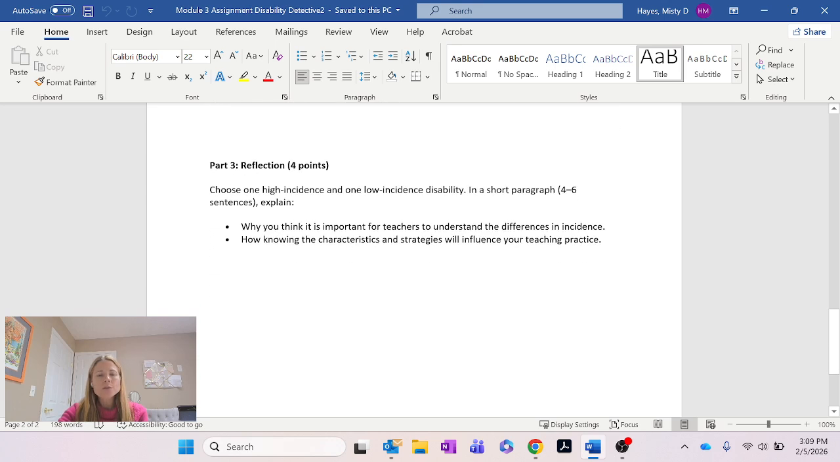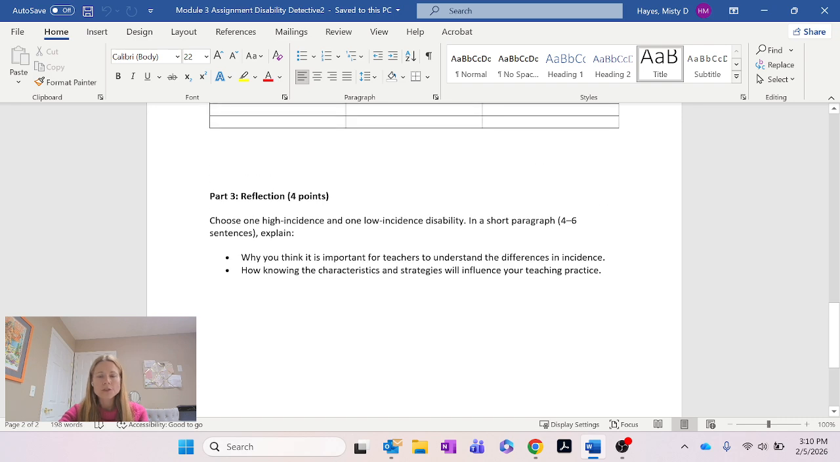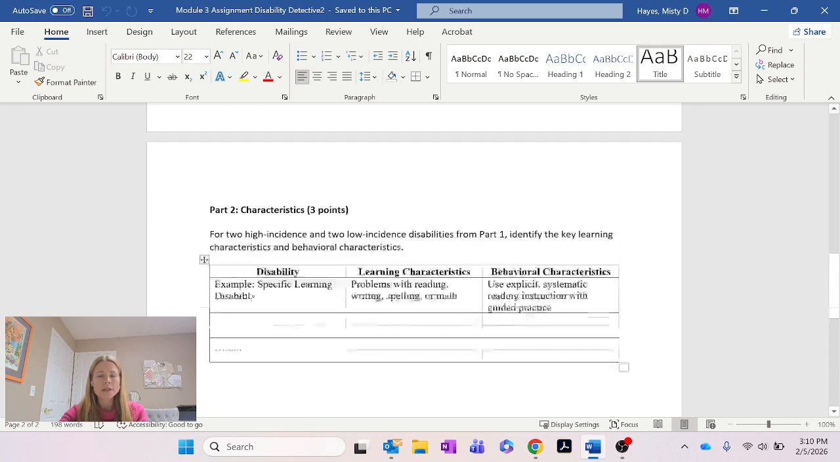The third part is reflection. So what you're going to do is write a short paragraph, 4 to 6 sentences, and I want you to explain these two guiding questions. Why do you think it's important for teachers to understand the differences in the incidences? And then how will knowing the characteristics and strategies influence your own teaching practice? You're only going to do a short paragraph talking about that.